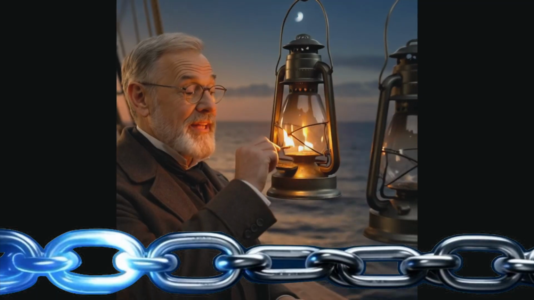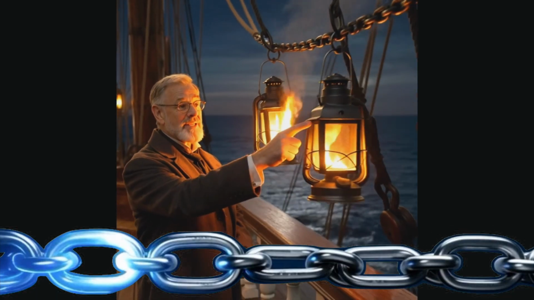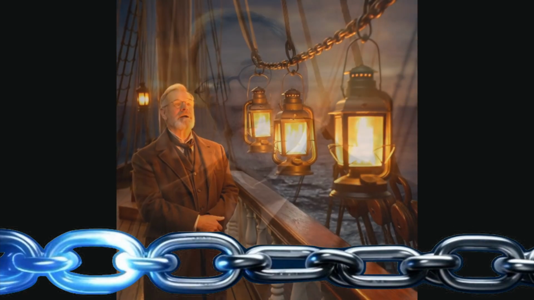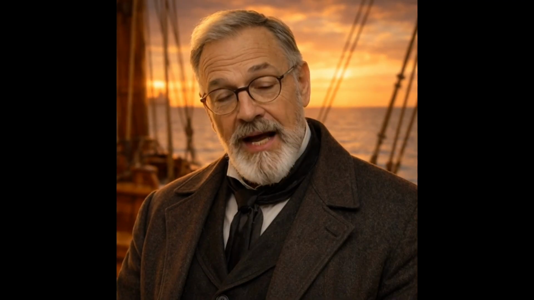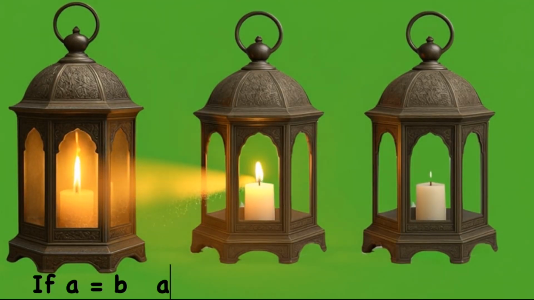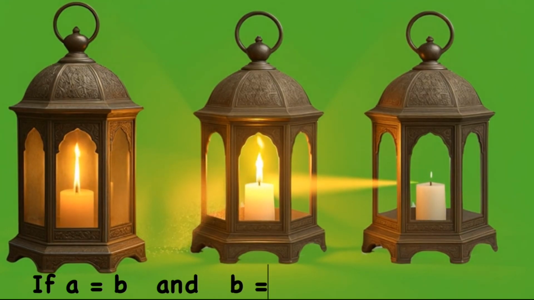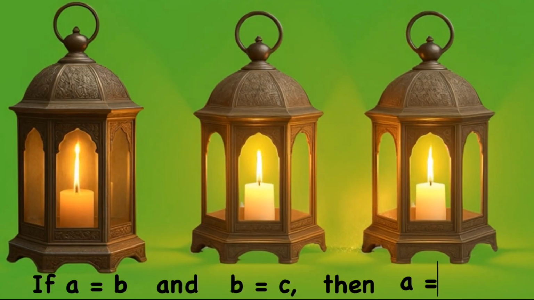If the first is lit, and the first lights the second, then the second lights the third, the chain of light never lies. One clue links to the next. If A equals B, and B equals C, then A equals C.